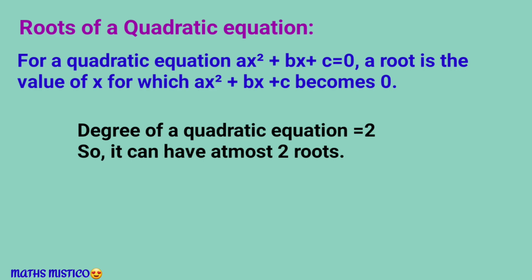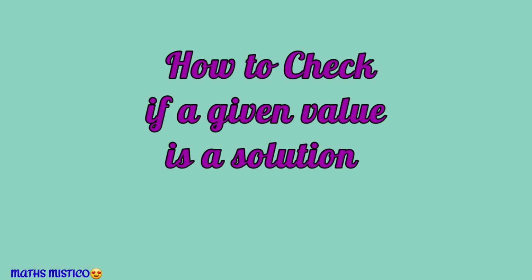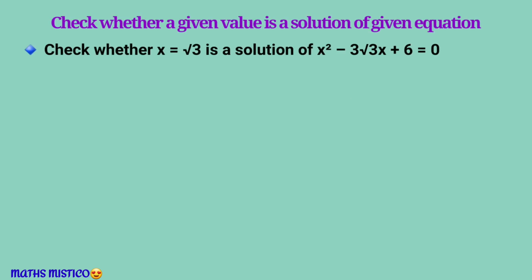Now that you know what is a root, let us first discuss how to check whether a given value of x is a solution or root of an equation or not. A solution is that which makes LHS equal to RHS, so we will simply put the value of the variable in the given equation and simplify both sides. Let's consider this example. Here the value of x is root 3. So putting the value, we get root 3 square minus 3 into root 3 into root 3 plus 6 is equal to 0.